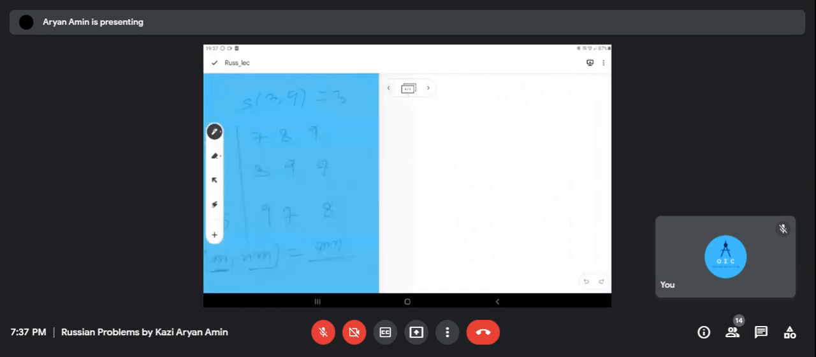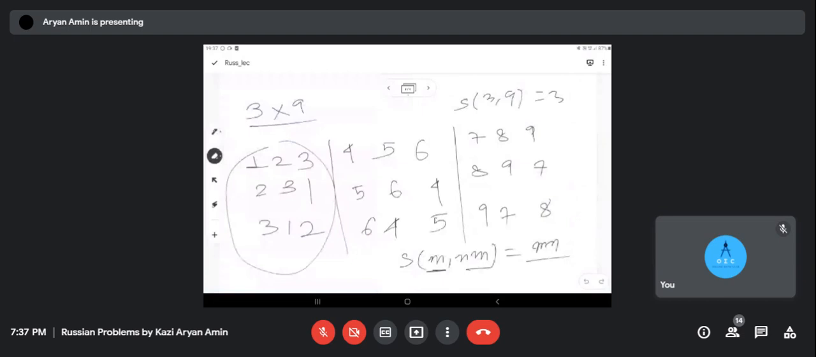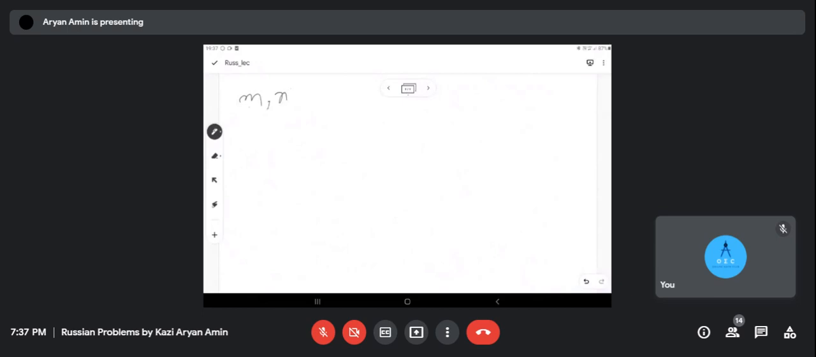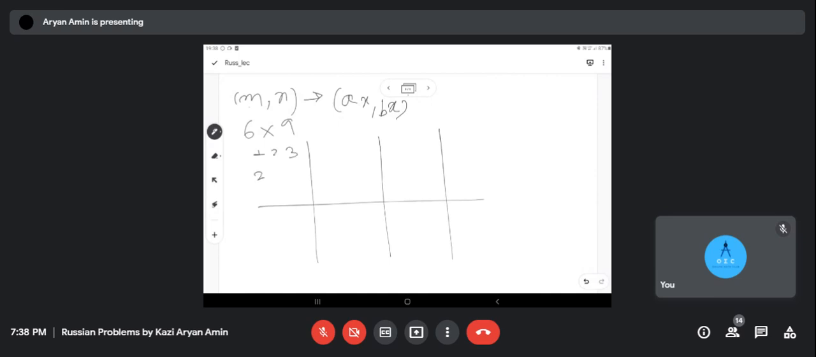The next case we are going to do is, while doing casework, you go from small cases to larger cases. So say you do something like am comma bn for some x. Suppose you are doing something like 6 cross 9. What do we do? We copy paste the same idea as before, right? Again we stack 1 2 3, 2 3 1, 3 1 2, and do the same for the first row as we did before.